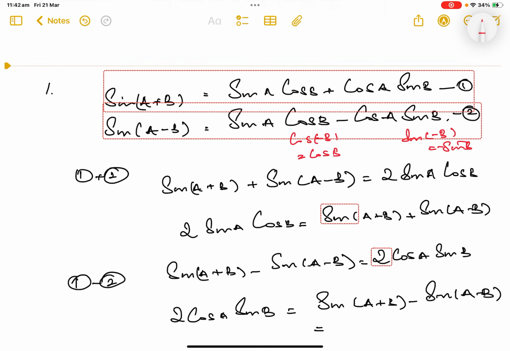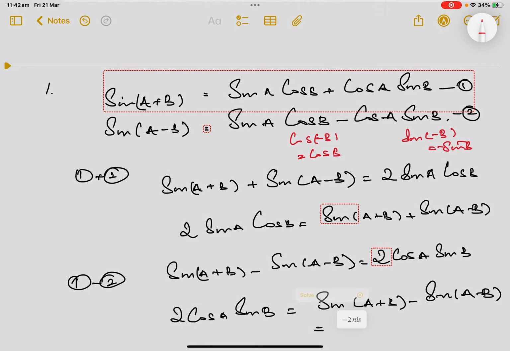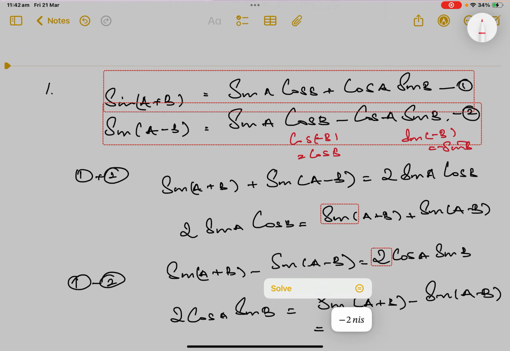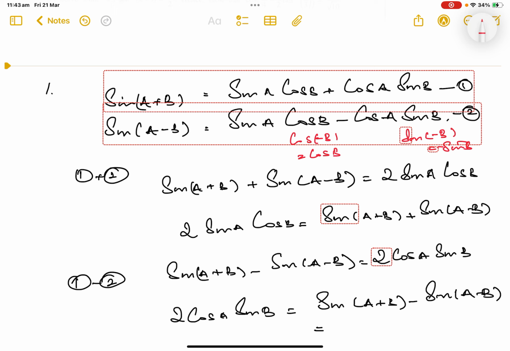So if we substitute these into equation 1, sine A minus B equals sine A, and because cos minus B is cos B, cos A cos B stays the same. And cos A sine B becomes minus sine B, so minus times plus is minus. Therefore, sine A minus B equals sine A cos B minus cos A sine B.